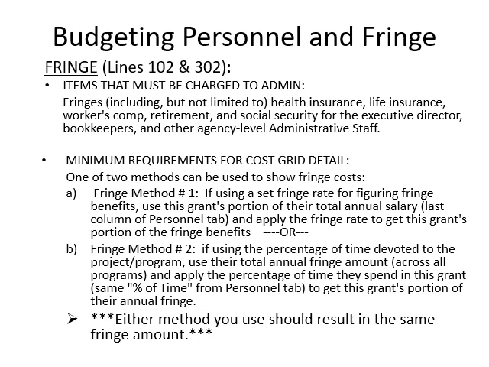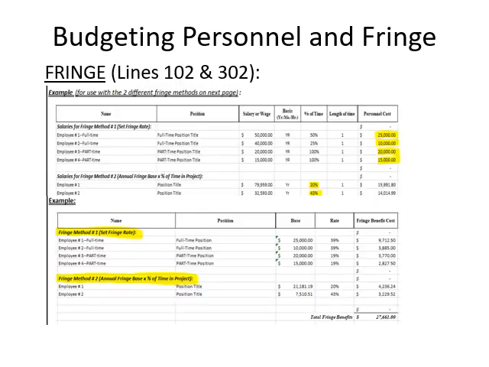In the second methodology, you are calculating the fringe cost separately from this budget spreadsheet and then applying the percentage of time they're spending in this grant to the fringe amount that you've calculated externally. So either method you use should result in the same fringe amount. This slide gives examples of how you would utilize each method that I described in the previous slide.